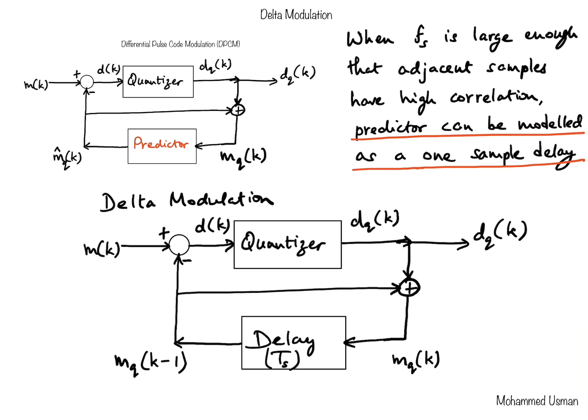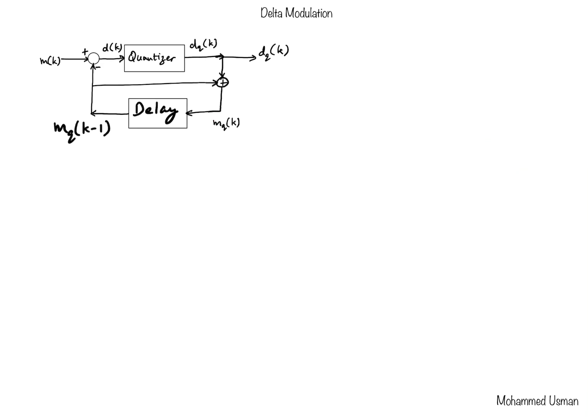Now we will see how this simplifies our implementation. Using this block diagram, we can write down a few equations. The first thing is we can write d of k in terms of m of k and mq of k minus 1, because d of k is the difference between the sample m of k and the previous sample mq of k minus 1, which includes the quantization error. So let's write down some equations here. From this block diagram we can write d of k is equal to m of k minus mq of k minus 1.